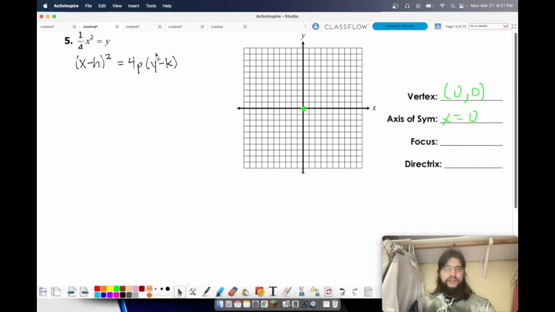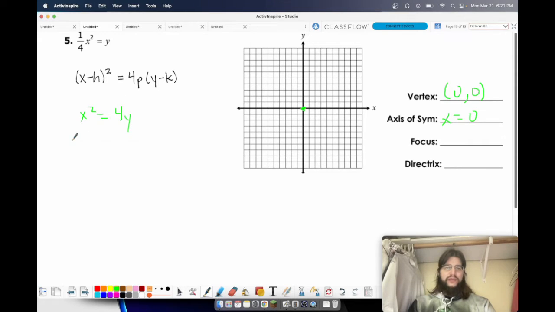Do you notice something interesting? This has a coefficient here, so it's not in standard form yet. We have to multiply both sides by 4. So x squared equals 4y. All right, so p is going to equal, 4p equals 4, 1.